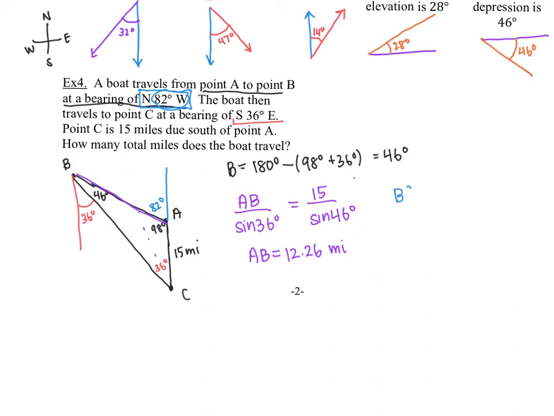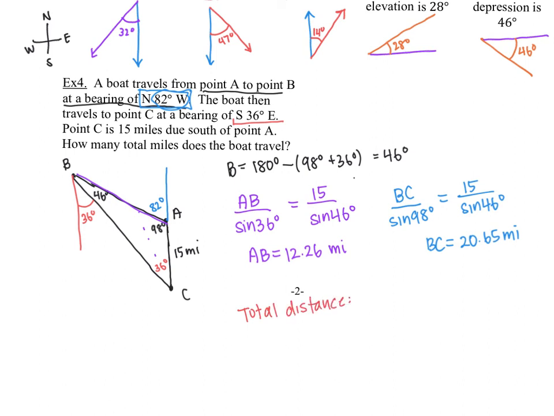So B to C over the angle opposite B to C is 98 degrees, so the sine of 98 degrees. I could use my answer, but I'm going to just use the given side, 15 over sine of 46 degrees. I can find BC that way. I get 20.65 miles. And if I double check the question, it's asking how many total miles does the boat travel? Okay, total distance. And do read the question because sometimes it's different.